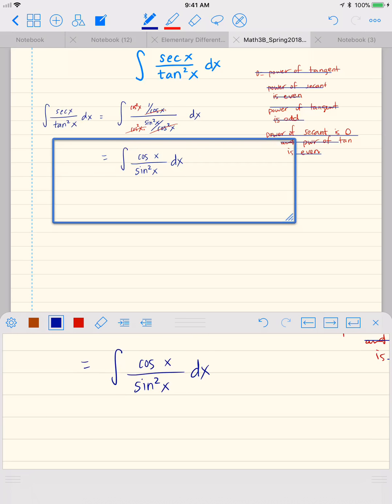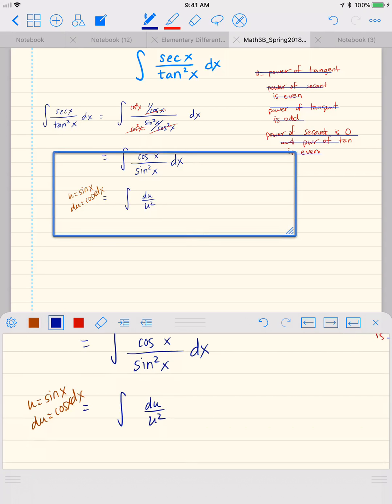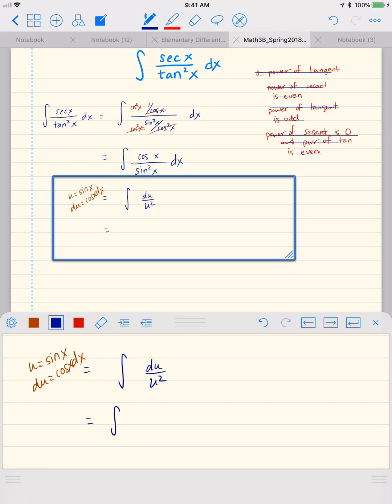Now, do we know what to do? I'll tell you what to do. Let's do a u substitution. Let u equal sine x, then du is cosine x dx. All right, so we'll have the integral of du over u squared. That's the same thing as the integral of u to the -2 du.